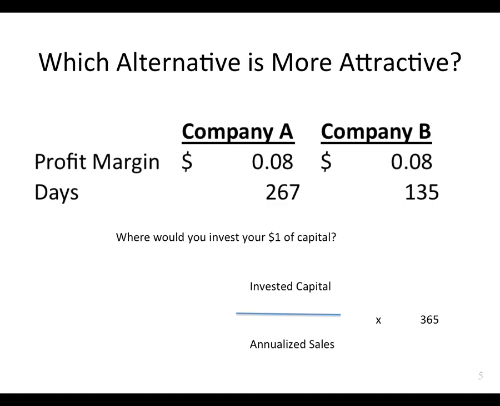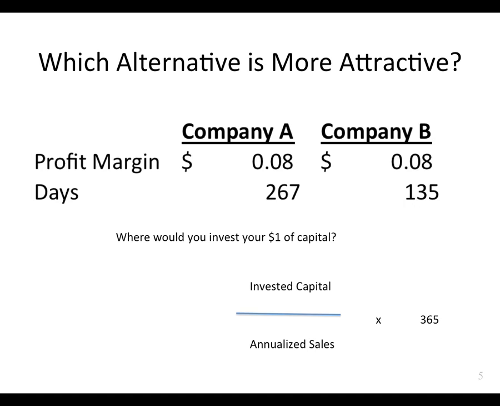On day 135, how much cash does B have? They get $1 of revenue. They spent 92 cents of cash along the way. They now have 8 cents of cash profit. Right? This is after tax, by the way.